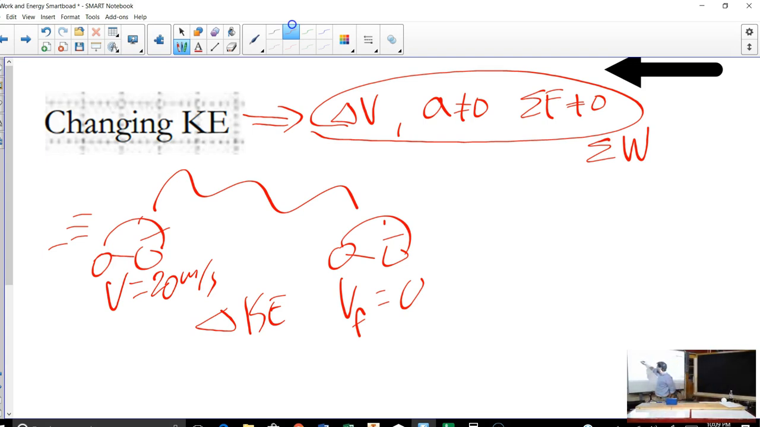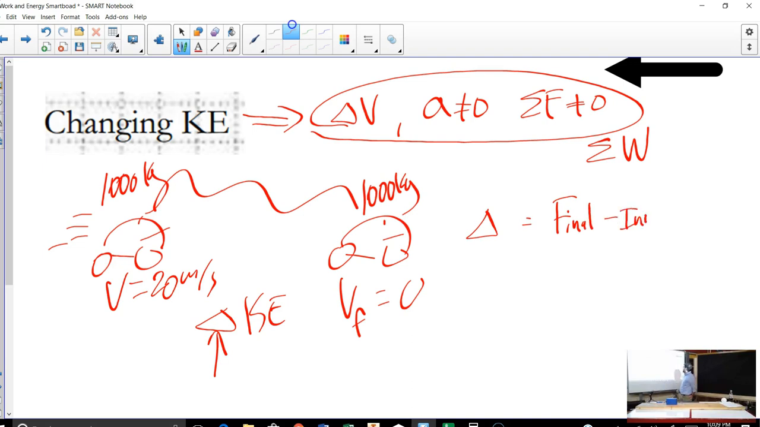I mean, I could help you. So we could go with 1,000 kilograms of mass. And I could point out to you, if you recall from earlier this year, anytime you see that symbol change in, what you want to think of is it's always going to be the final value minus the initial. So in all cases, change in kinetic energy is the final kinetic energy minus the initial kinetic energy.